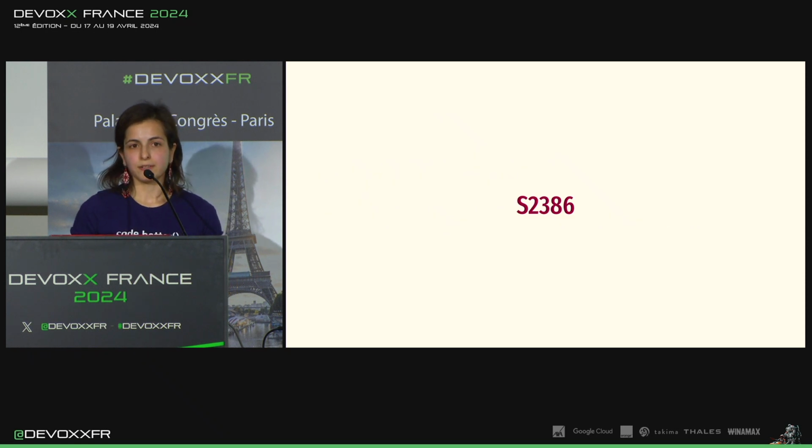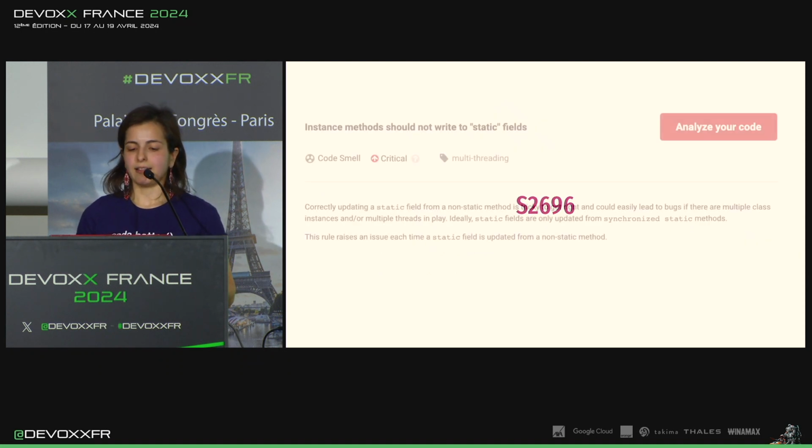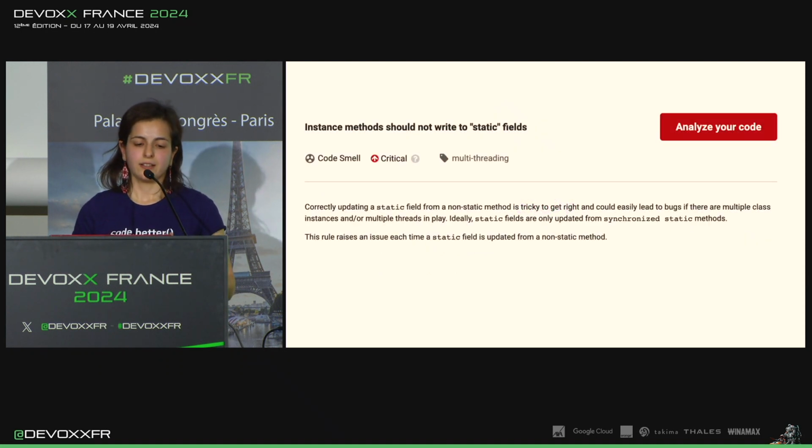And in Sonar, we have some rules to actually monitor if you violate some of these principles. One rule is that mutable fields should not be public static. And another rule is that you should not write to static fields from instance methods. Of course, that won't eliminate all the problems with static, but at least will give you some safeguard.